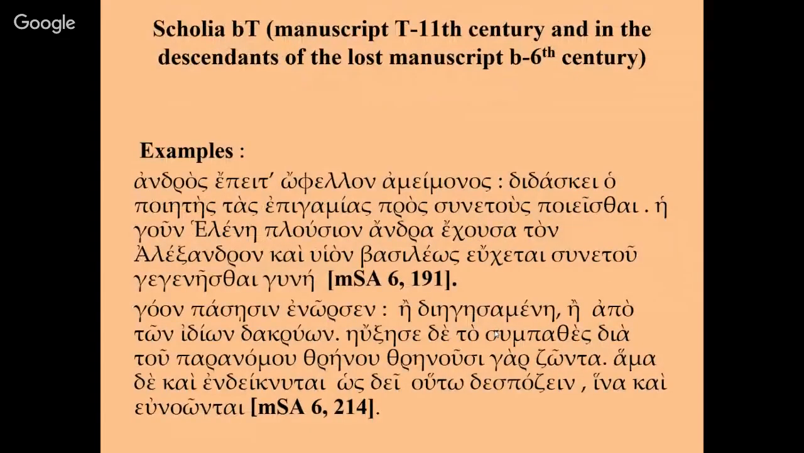Then we have the second group, the BT scholia. They are so named because they are found in the manuscript T, 11th century, and in the descendants of the lost manuscript B, 6th century. These scholia are also known as the exegetical scholia because they are concerned primarily with the interpretation of the Homeric verses rather than textual criticism.